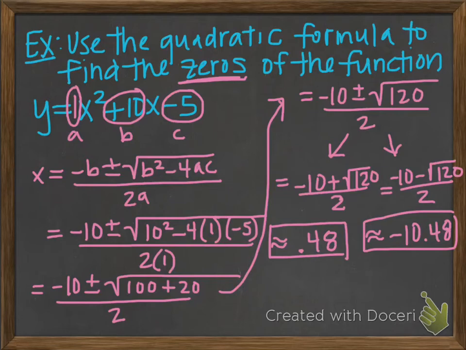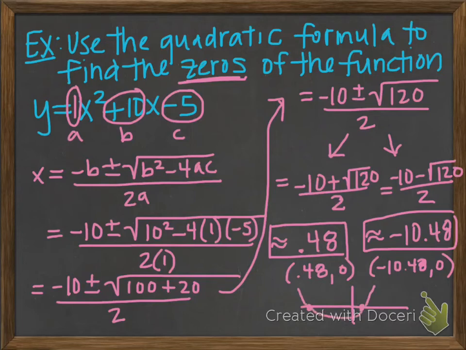Since they are solutions or x-intercepts, I could also write any of these answers as an ordered pair as well. It kind of just depends what is being asked. So if I was to write this as an ordered pair, one point would be 0.48 comma 0, because remember this is where y is 0, and the other one would be negative 10.48 comma 0. And so if I was to graph this, my positive 0.48 solution would be over here somewhere, my negative 10.48 solution would be over here somewhere, and my graph might look something like that.